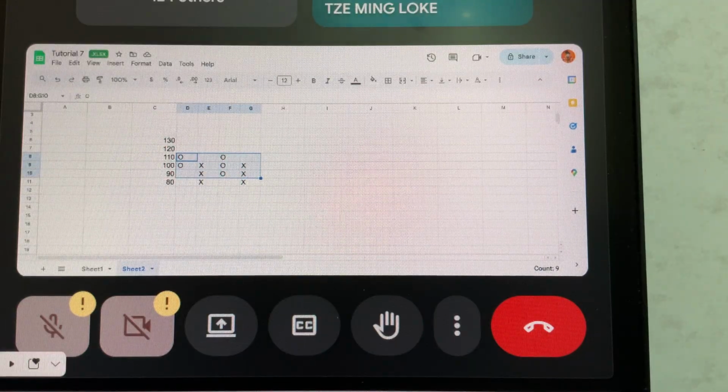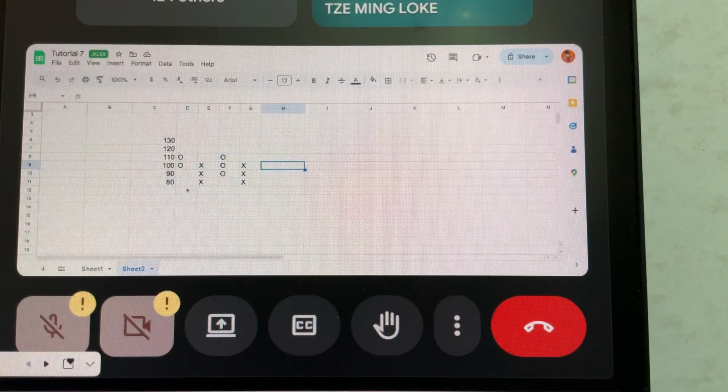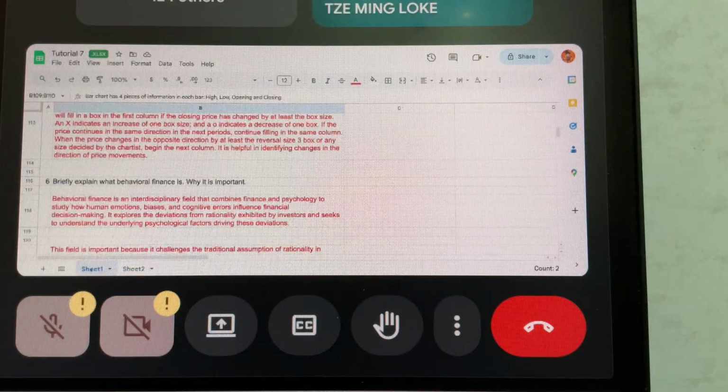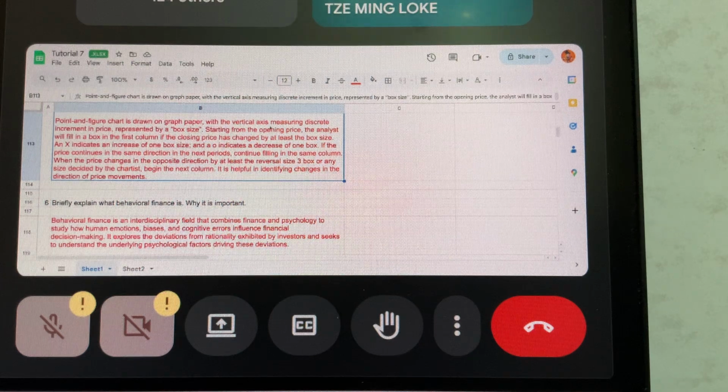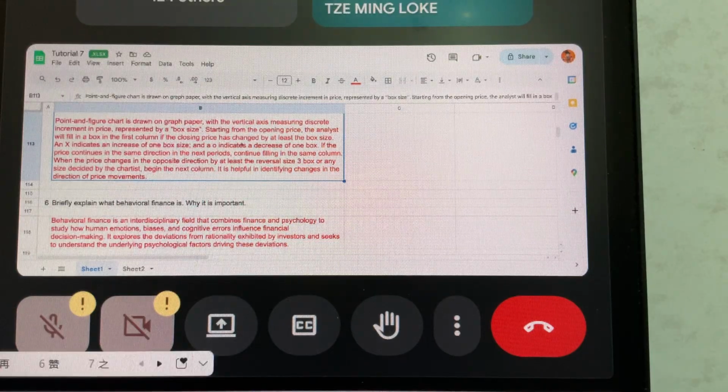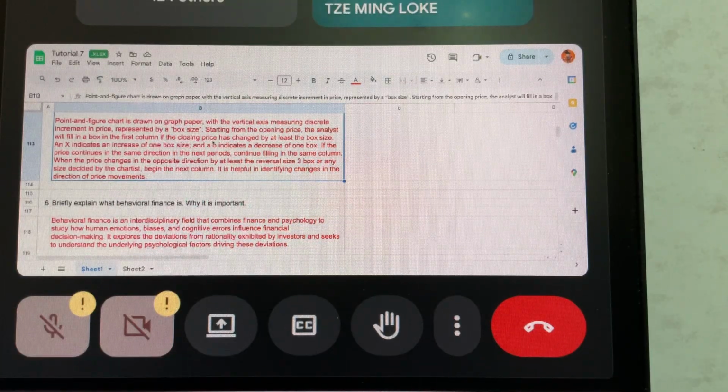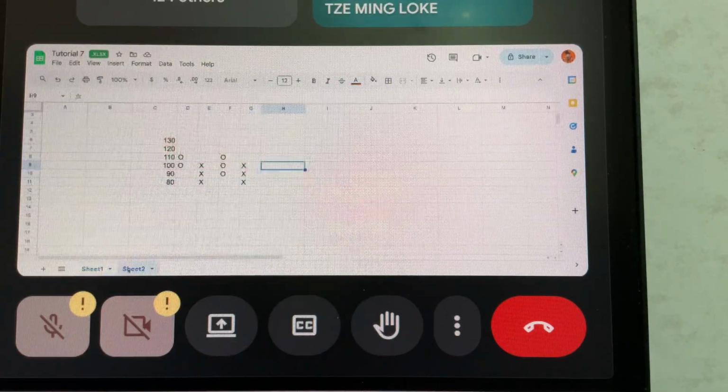So this is called a point and figure chart, which is actually basically nobody using, okay, right. So if you look at the answer here, a point and figure chart is drawn on graph paper with a vertical axis measuring discrete increments in price. That means in my example, every 10, represented by the box size. Starting from the opening price, the analyst will fill the box in the first column, okay? And then, when the price has changed by at least the box size, in my case every 10, okay?